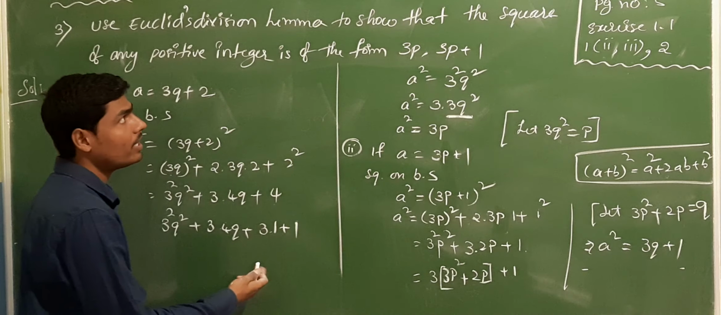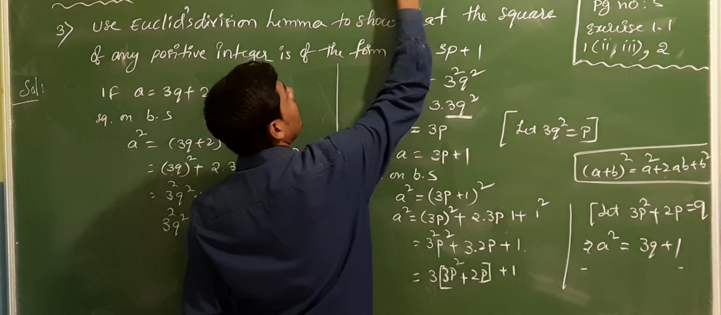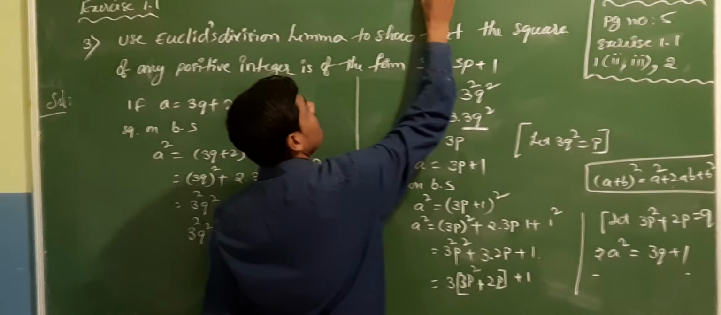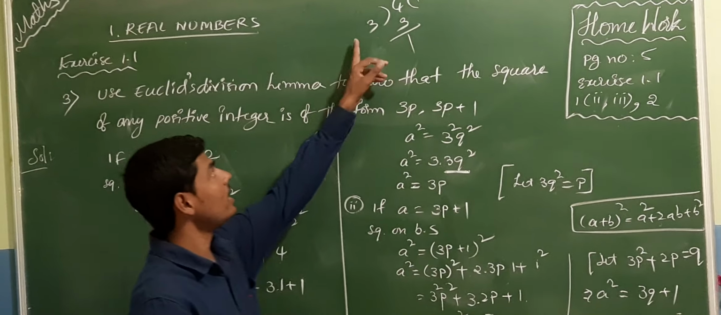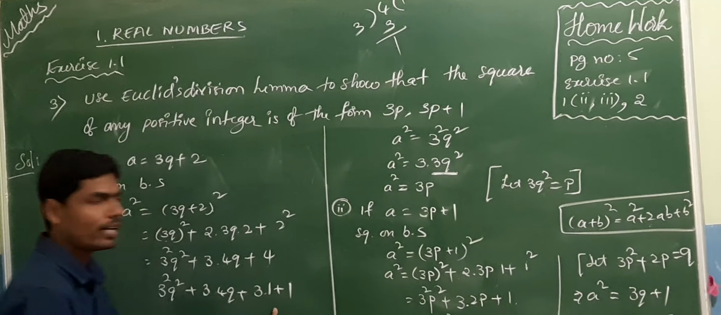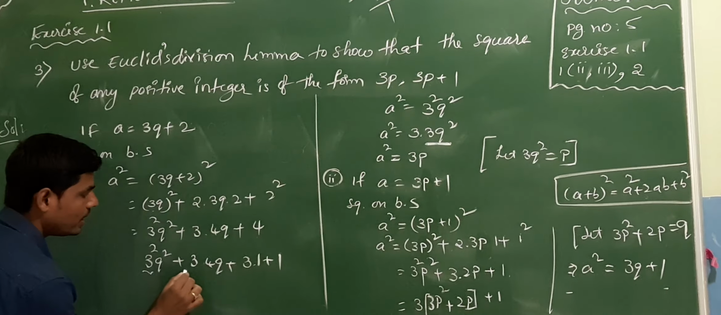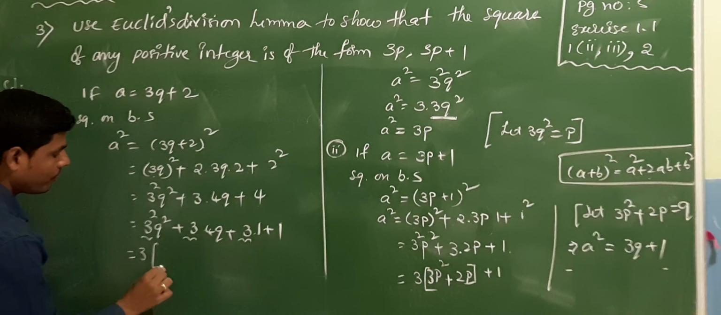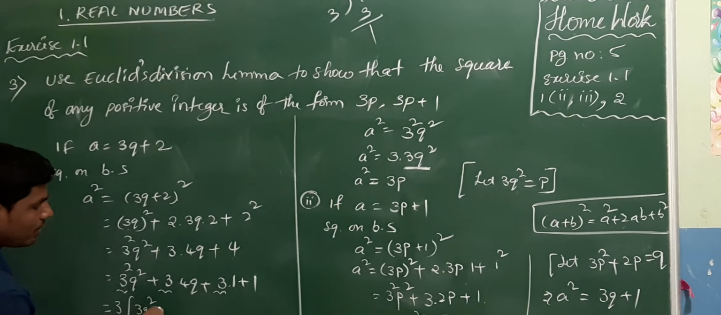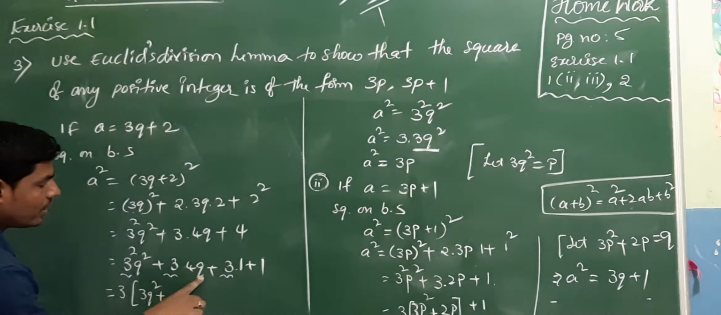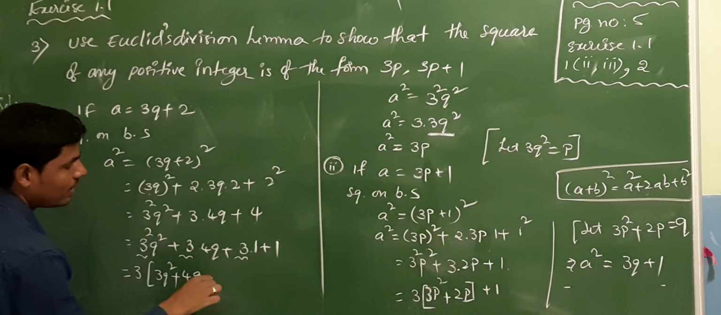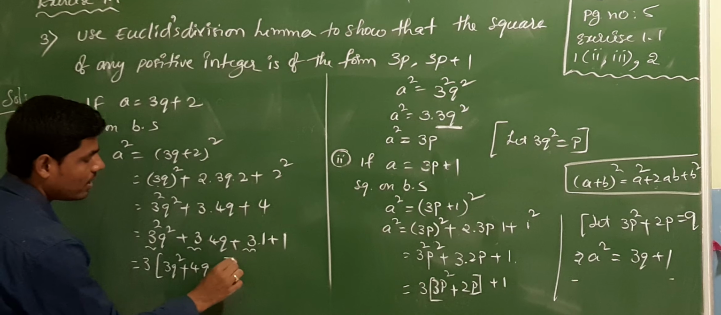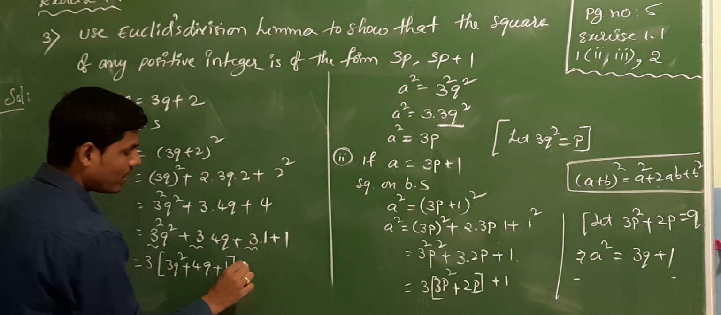How did we apply that? See here, 4 divided by 3. 3 ones are 3, and you get remainder 1. That is 3 into 1 plus 1. Now here 3 is there, here 3 is there, here 3 is there. Take out the common 3. 3q square plus, if you take 3 here, 4q plus, here take out the 3, 1 is left. Here, plus 1 is left.